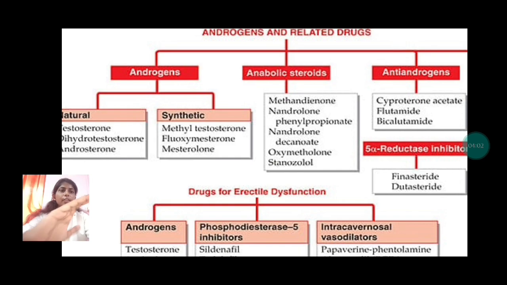So the androgenic drugs are as follows. They include the androgens, anabolic steroids, anti-androgens, and 5-alpha reductase inhibitors. Later we will discuss what 5-alpha reductase is, and drugs for erectile dysfunction like androgens, phosphodiesterase 5 inhibitors and intracavernosal vasodilators.